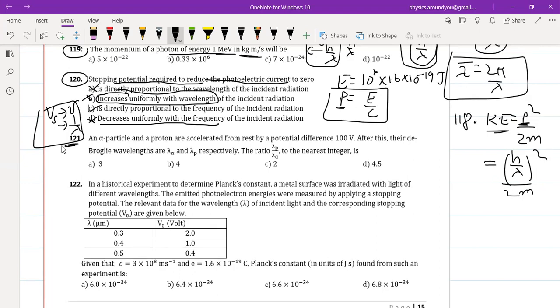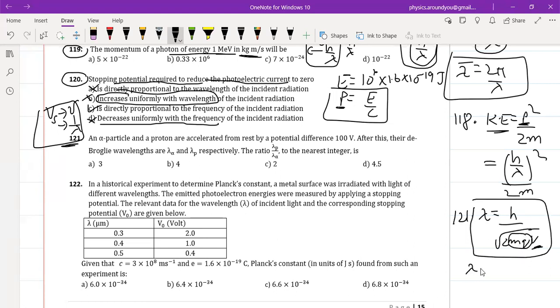Now, question number 121. An alpha particle and a proton are accelerated from rest by a potential difference of 100 volts. After this, the de Broglie wavelengths are lambda alpha and lambda p. What is the ratio of lambda p to lambda alpha? Right. So, which form of the de Broglie equation will we use? Lambda is equal to h by square root of 2mqV, right? When I divide, both of them have the same V, but both of them have different masses and different charges.